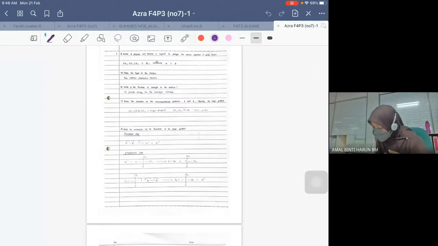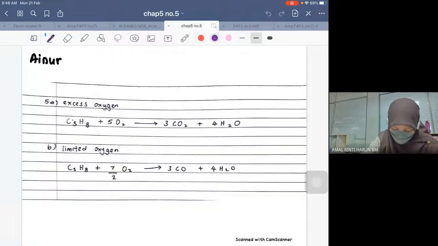Next is number 5. Write the balance equation for the combustion excess oxygen dengan limited oxygen. Siapakah orang yang si Ainur kan? Mana Ainur? Ya, madam.